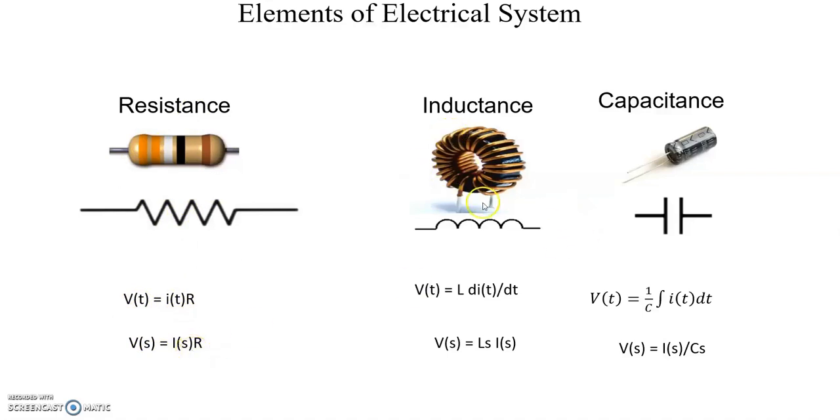Similarly for inductance, with current flowing through the inductor, V of t is equal to L into di of t by dt. Differentiation means only in the numerator you put S, so it is L into S into I of s for the Laplace transform. Similarly for capacitance, V of t is equal to 1 by C integral of I of t into dt. For integration, the Laplace transform is V of s is equal to I of s into 1 by Cs. For integration, you put 1 by S.